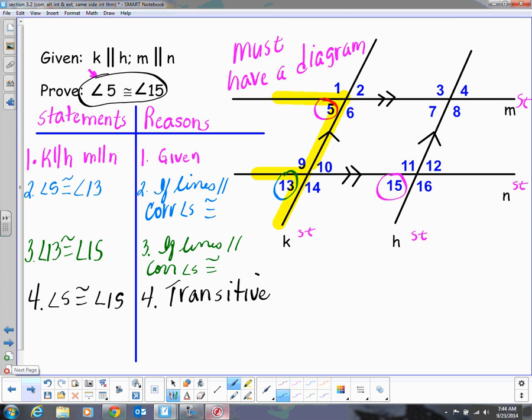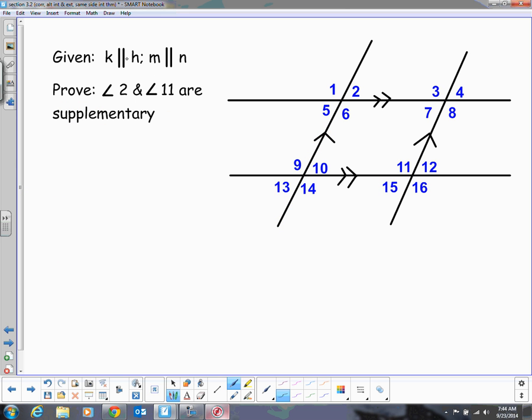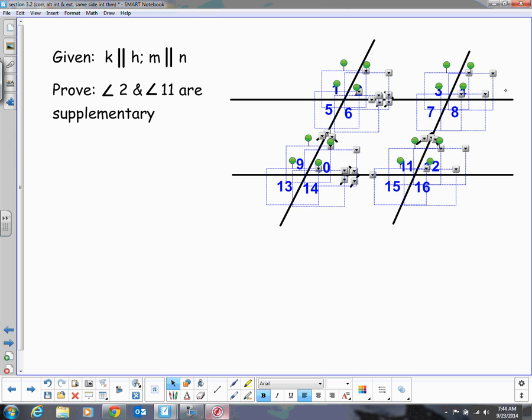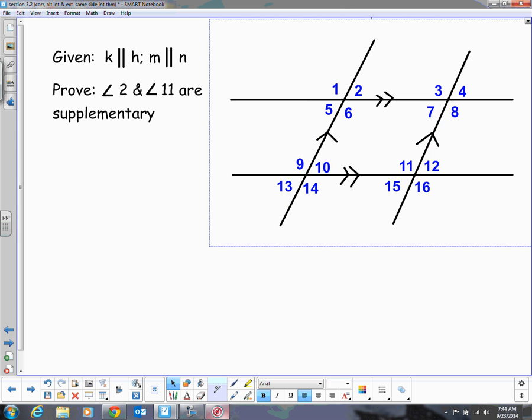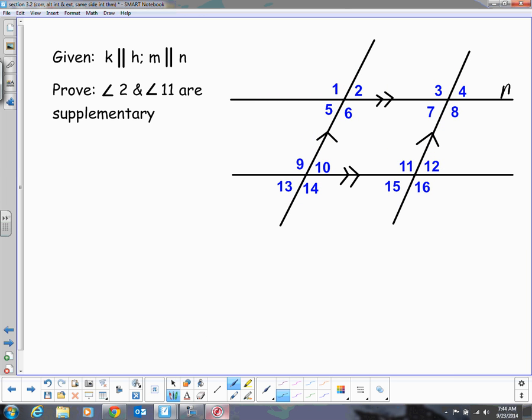So you see, yesterday was the big learning curve. Today, we're working with the same thing the same way. So we're given these lines parallel again. Now we're going to prove supplementary. I didn't name my, this is going to be M. Ooh. Okay, let me name my streets. This is M Street, this is N Street, this is K Street, this is H Street. All right, so let's get organized.